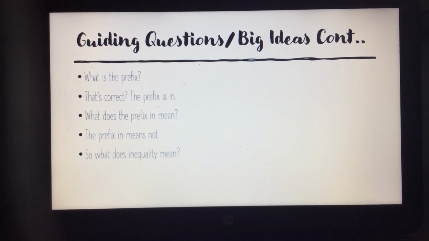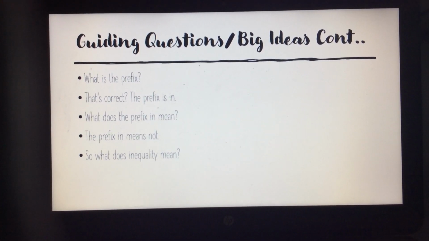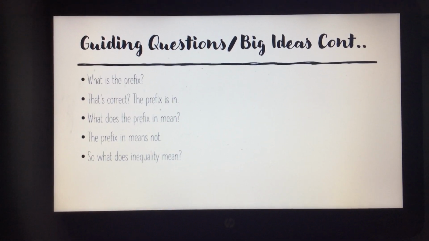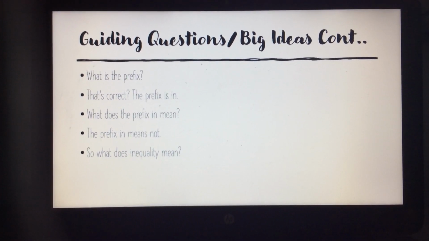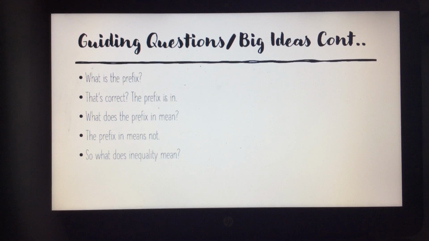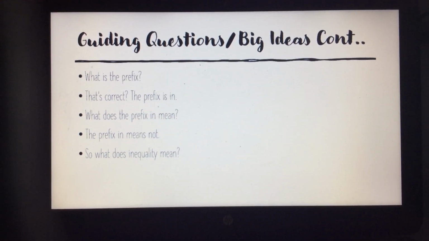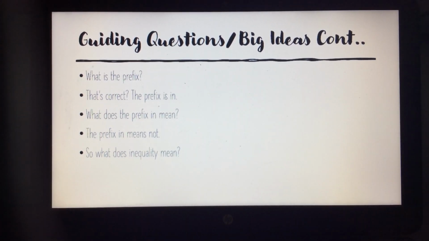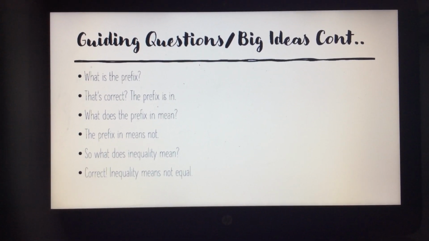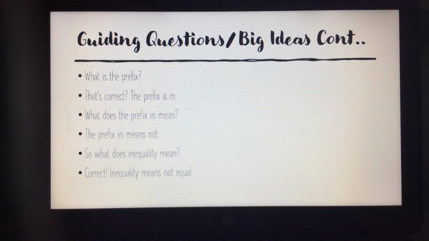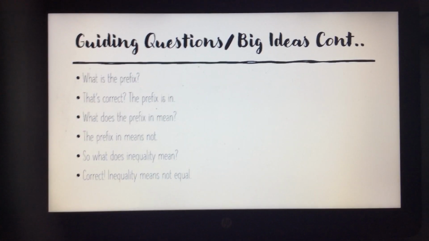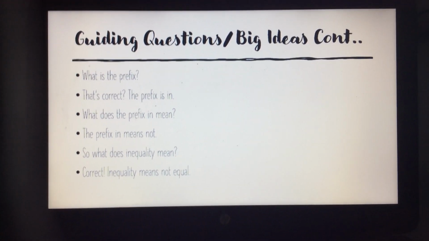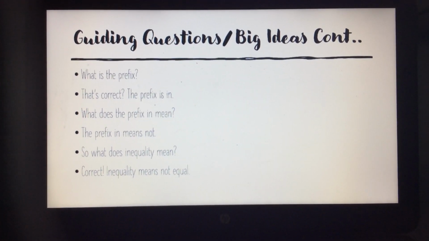If we know that we have the word equal in there and it means, do you remember what we said it meant? And what does the prefix in mean? It means not. So what does the word inequality mean? Correct. Inequality means not equal. So is that kind of giving you some idea of what we may be discussing in this module in this book?